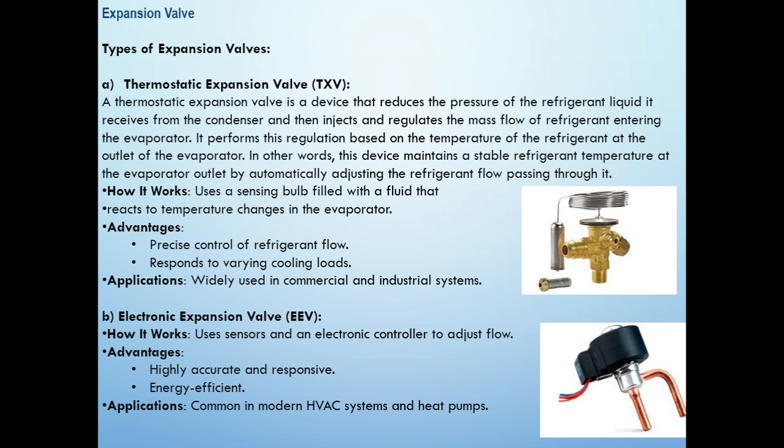industrial systems. Number two, electronic expansion valve, called EEV. As you can see in this picture, it uses a sensor and an electronic controller to adjust flow. Its advantages are that it is highly accurate and responsive, and also energy efficient, and it is normally used in modern HVAC systems and heat pumps.